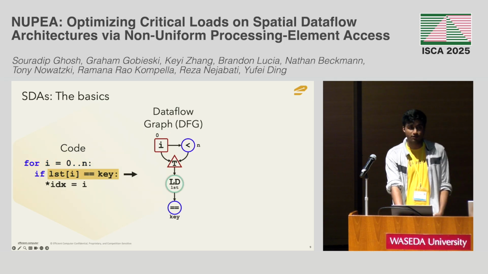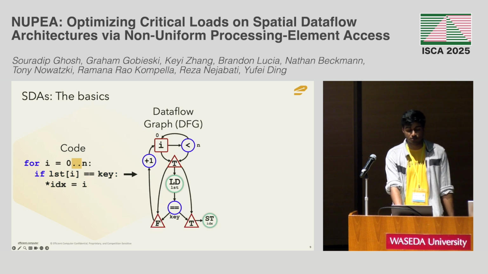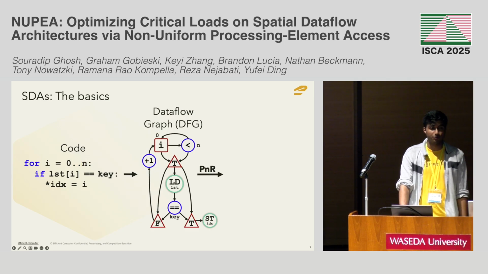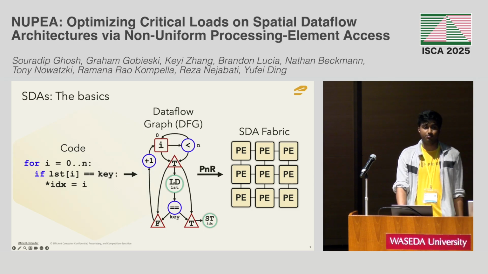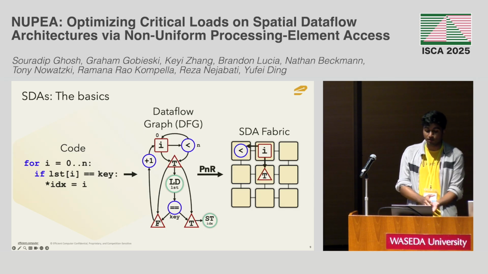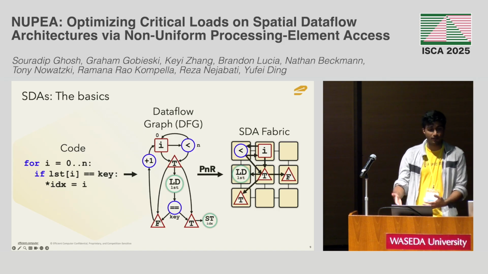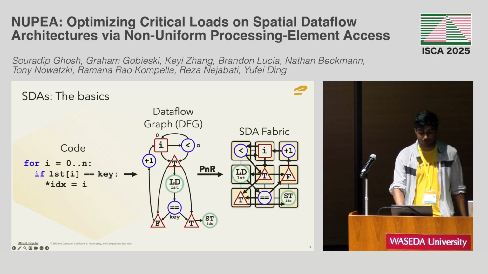The rest of the DFG is straightforward. We load from the list and compare to key. If it's true, we store I to index. Otherwise, we steer back the update to the iterator. The last step of compilation here is place and route, or PNR. In PNR, we map the DFG onto a fabric of PEs. This is the example PNR result for linear search.